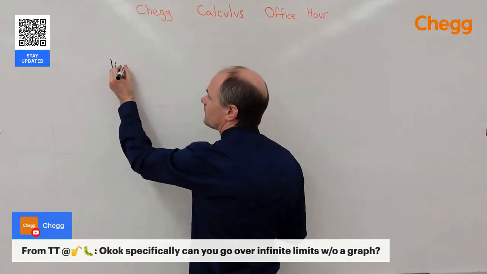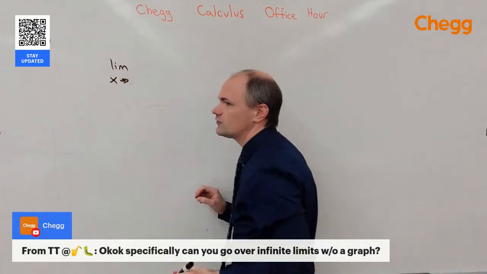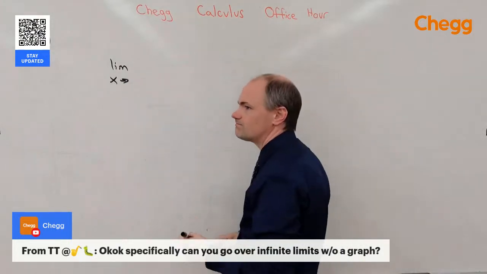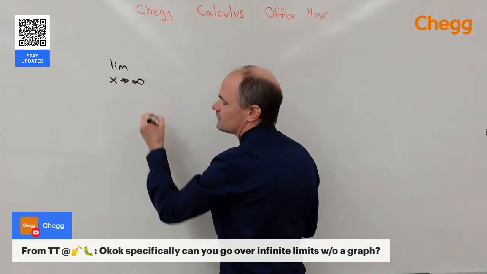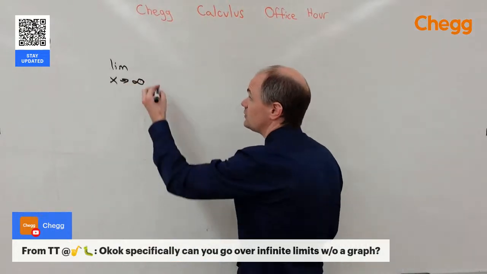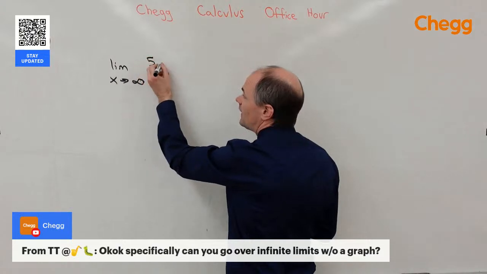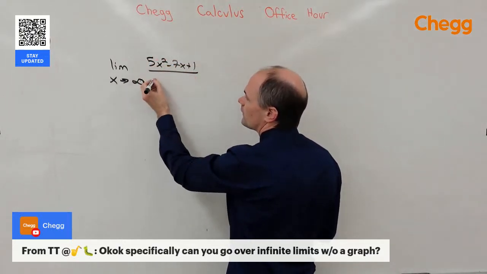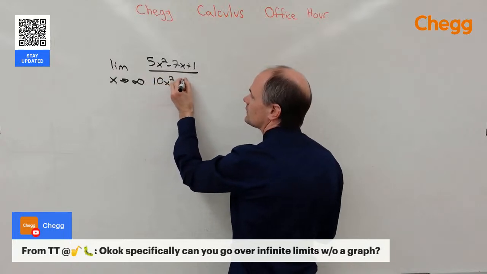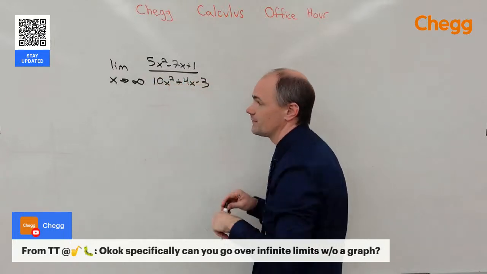Let's take the limit as x goes to, these are going to be fun to make up on the fly. Let's do infinity, right? Limit as x goes to infinity. x is going to get huge. Of 5x squared minus 7x plus 1 over 10x squared plus 4x minus 3.